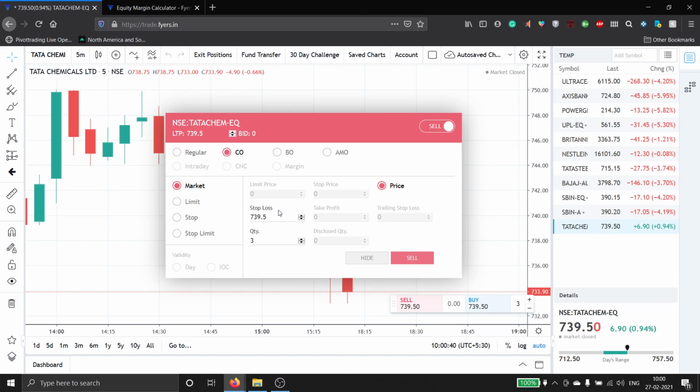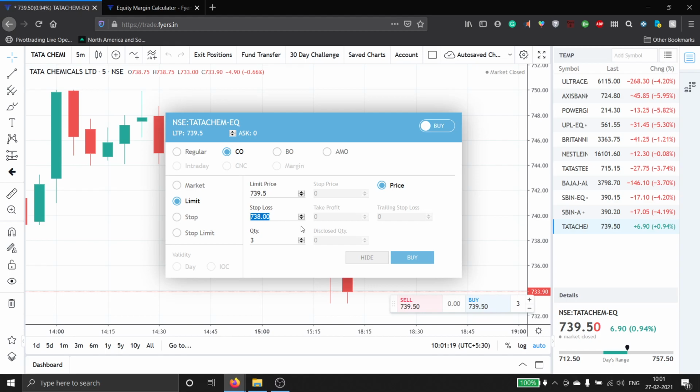basically it's a cover to your order, or it's a stop loss to your order. So for example, if you want to buy at market price, or if you want to buy at 739.5, and you don't want to take a loss, you will sell at 738. If you are buying a stock at 739.5 and it goes down, then you can set the stop loss at 738. This is the meaning of cover order. So this actually covers your order.